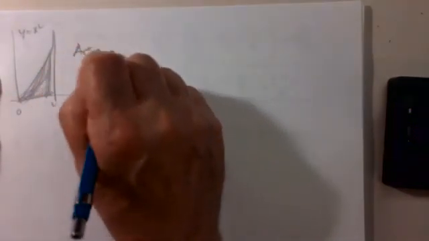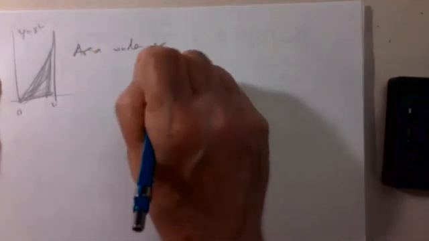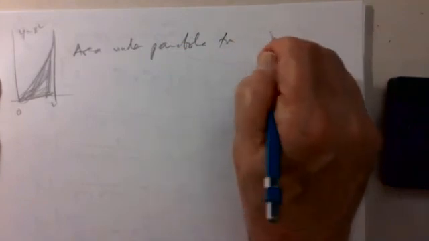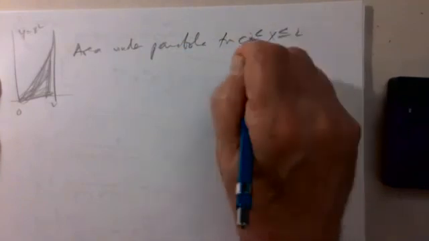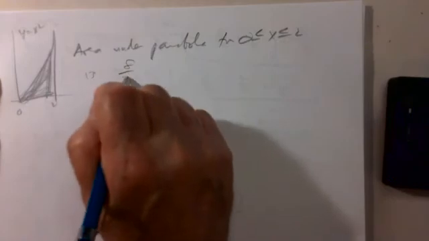So we just proved the following remarkable geometrical fact. If you take the parabola y equals x squared from 0 to 2, the area under the parabola for x between 0 and 2 is 8/3.